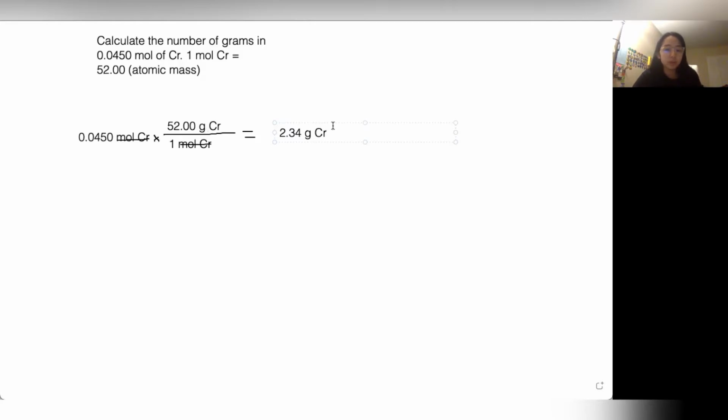And remember that when doing this, you are multiplying, so you go by the lowest number of sig figs, which in this case is 3. So your answer for this problem would be 2.34 grams of Cr.